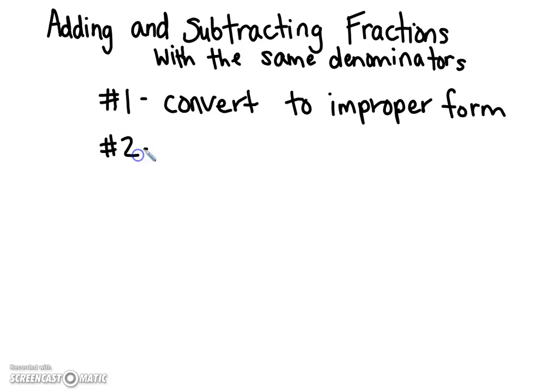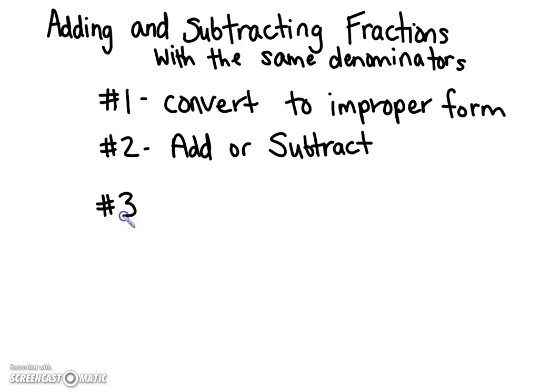Step number 2 is simply to add or subtract those fractions, whatever the question is calling for. And then step number 3 is going to be to convert that fraction back to mixed form. So it's a lot of converting. So again, just 3 simple steps.